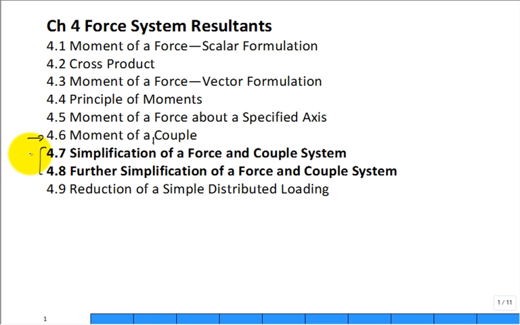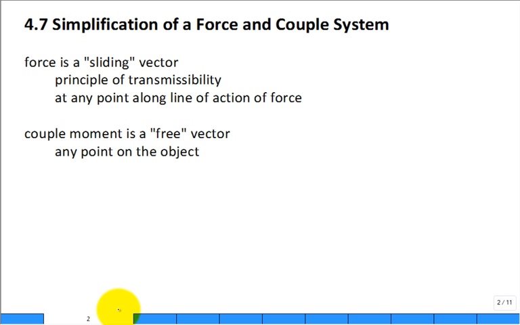So there's 2 sections of this. One is the simplification of a force couple system, and then further simplification. All right, so just as I was mentioning, we were already exposed to summing forces as a resultant force. Each of those forces are basically like a sliding vector.